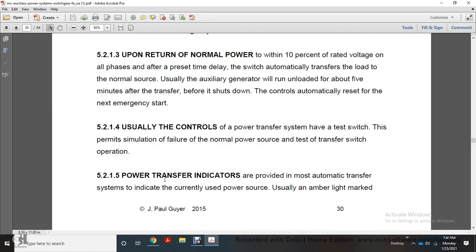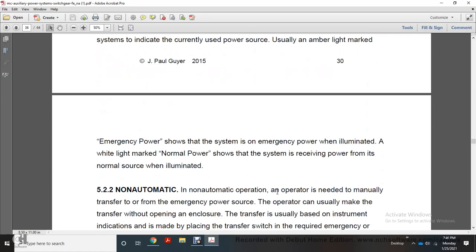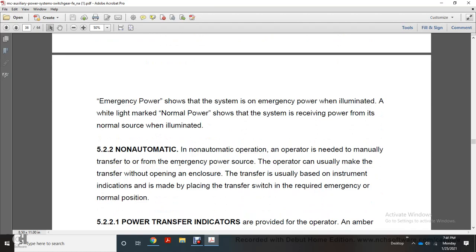Usually the controls of the power transfer system have a test switch. These allow simulated failure of the normal power source to test the transfer switch operation. Power transfer indicators are provided on most automatic transfer systems to indicate the currently used power source. Usually an amber light marked emergency power shows the system is on emergency power when illuminated. A white light marked normal power shows the system is receiving power from its normal source when illuminated.